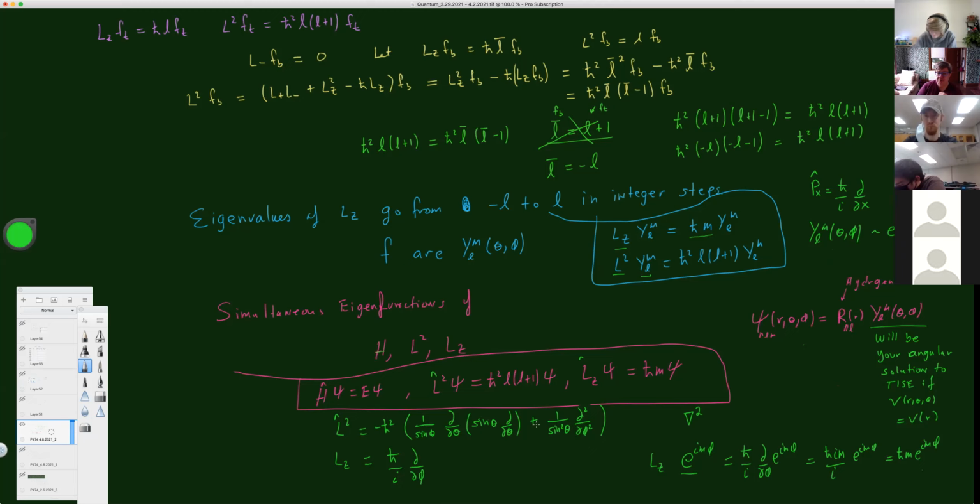Of course, you can go through the machinations if you like and see what happens. But just to point out, these operators do have differential forms. The differential form for L squared is not really used that often. You can probably see why: a lot of the algebra that you end up doing with L squared, you don't need to use the differential form.